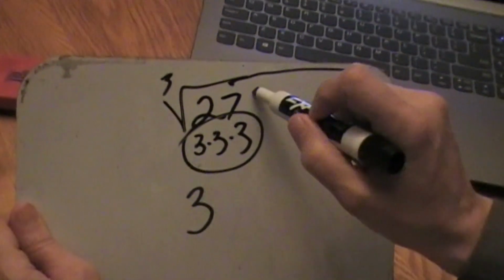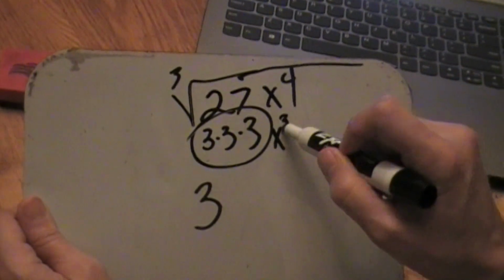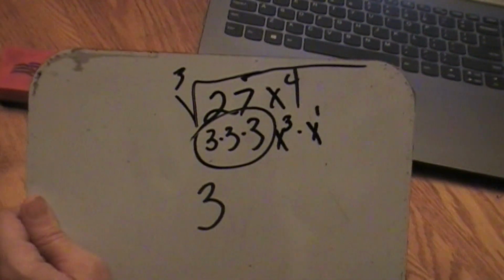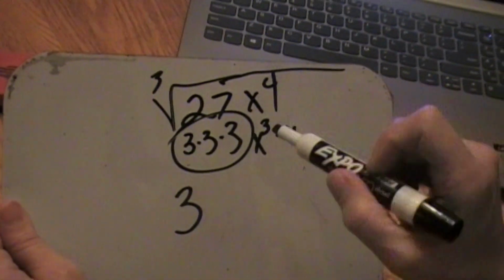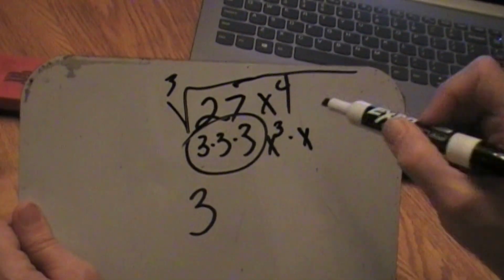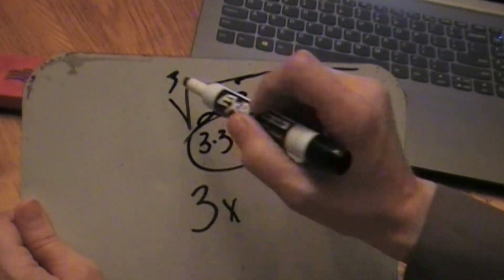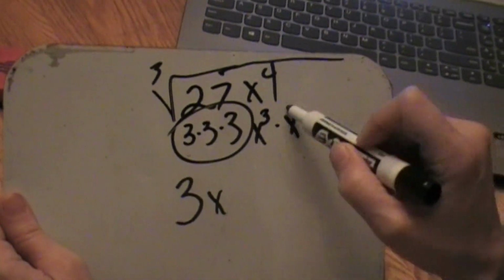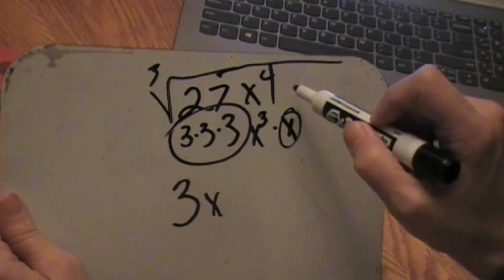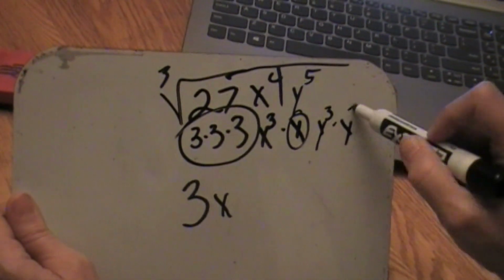Well, the rest of the problem now is x to the 4th. X to the 4th is the same thing as x to the 3rd times x to the 1st power, or you just erase that little 1 right there if you want to. So it takes out one of the x's because it's the cubic root this time instead of the square root. And so that's leaving you an x right there. And then y to the 5th power is the same thing as y to the 3rd times y to the 2nd power.